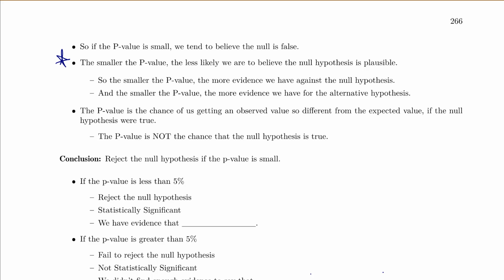And the p-value is the chance of us getting an observed value so different from the expected value if the null hypothesis were true. Now, another thing to memorize, the p-value is not the chance that the null hypothesis is true. Students always try to simplify that because our statement seems so long, but it's always the chance of getting our sample data if the null hypothesis were true. So we can't actually tell you the chance that the null is true. We can just say, if the null is true, this is the chance of getting our sample data.